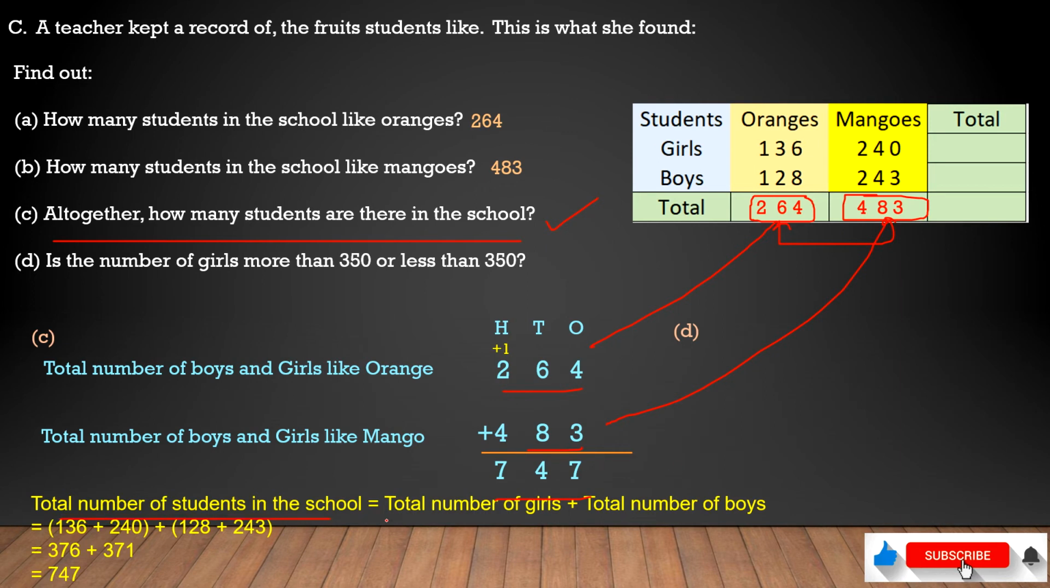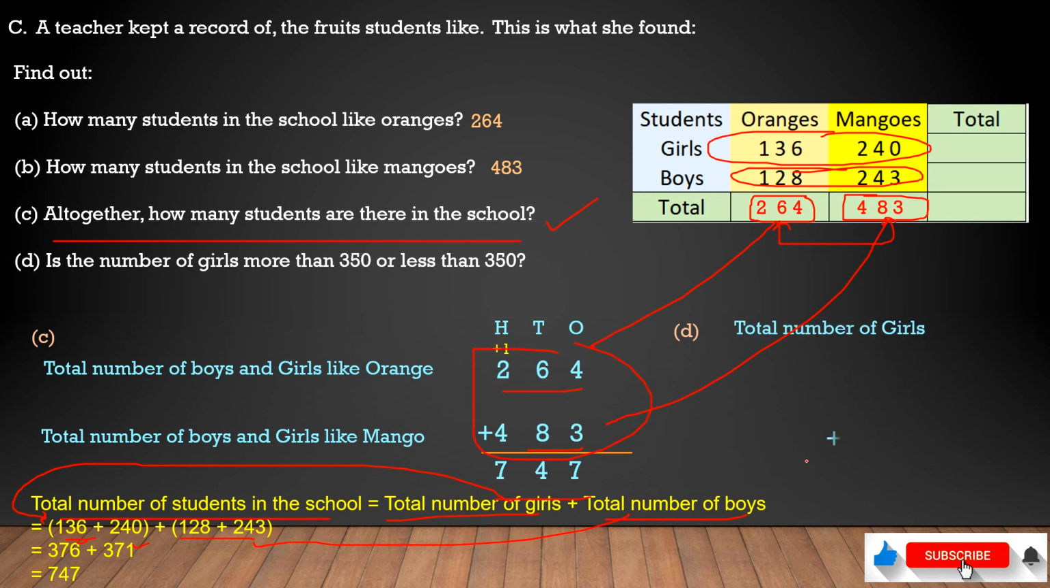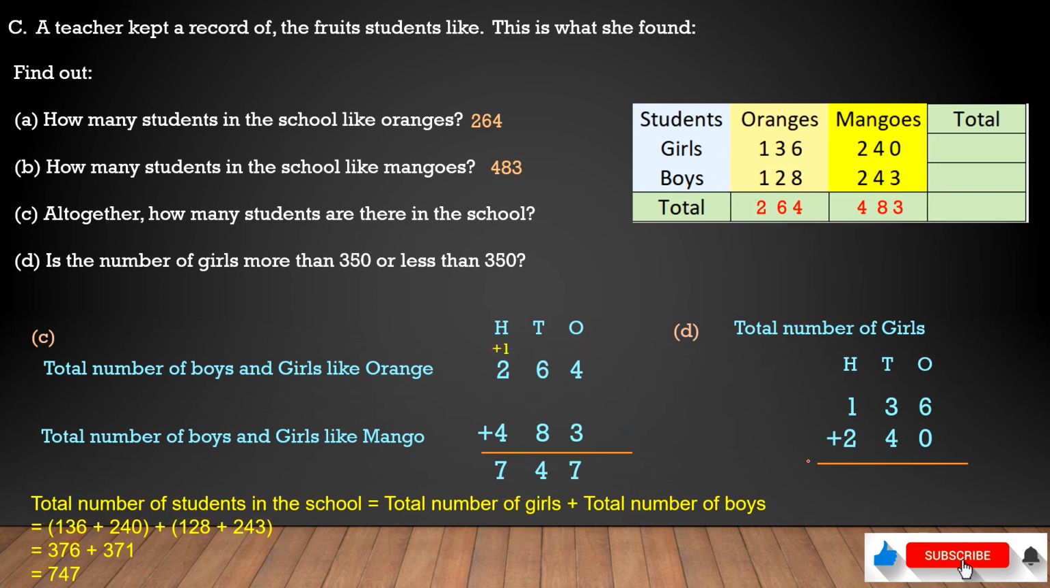And this can also be written in this way: total number of girls plus total number of boys. So this is the total number of girls and here is the total number of boys. 136 plus 240, and this is the total number of boys here, and this is the total number of girls here. If you add these two numbers, we get 376. 128 plus 243 will get 371. You can also write in this way and find the total number. So that's how we can find the answer to C.